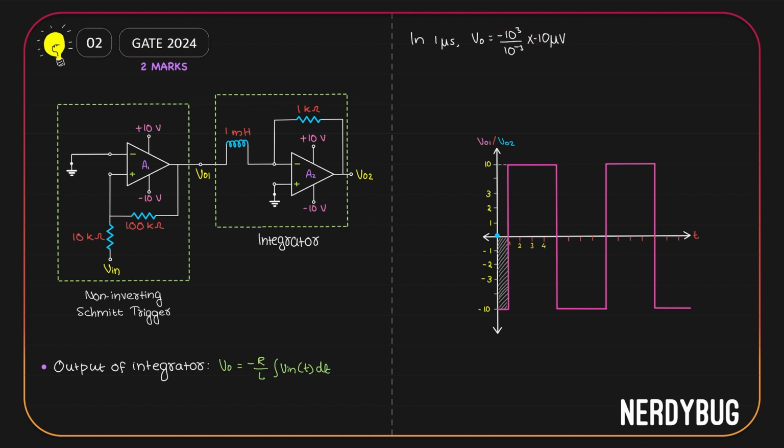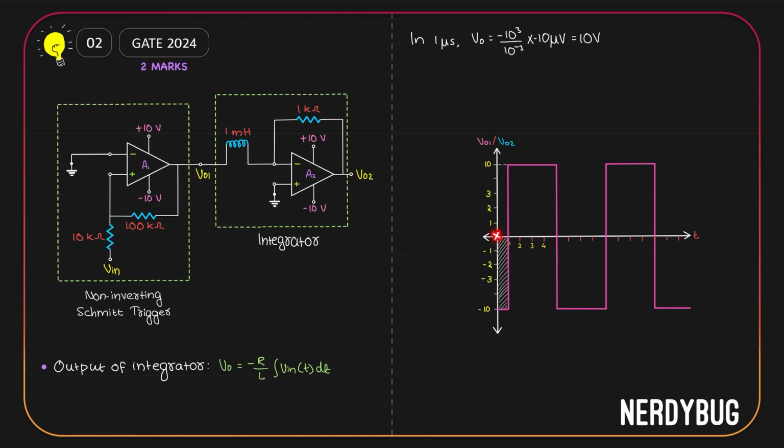Negative and negative gets cancelled. 10 to the power 3 divided by 10 to the power minus 3 is 10 to the power 6. But we also have a micro over here. So this becomes 10 volt. So every rectangle of this size, that is of 1 microsecond duration, will add plus 10 volt to the output if it is below the time axis, and it will add minus 10 volt if it is above the time axis. The negative is because we have a negative over here in the equation.